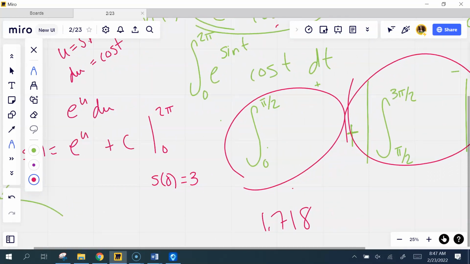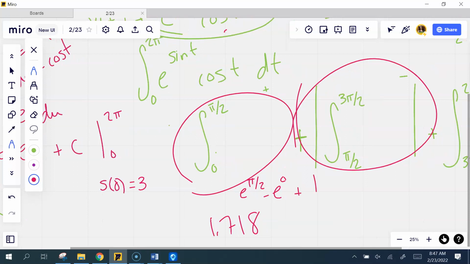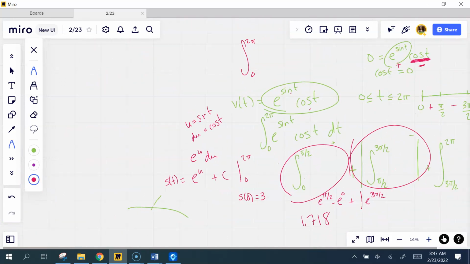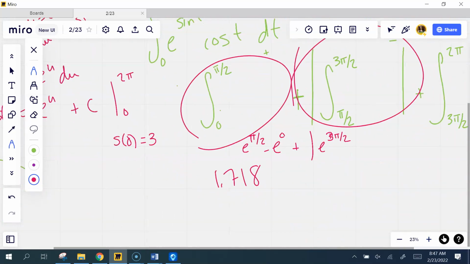So if you did e to the pi over 2 minus e to the 0 plus the absolute value of e to the, yes. Do you get the right answer if you do that?